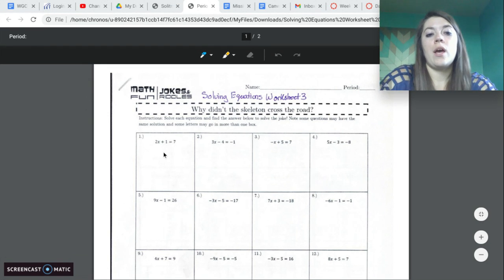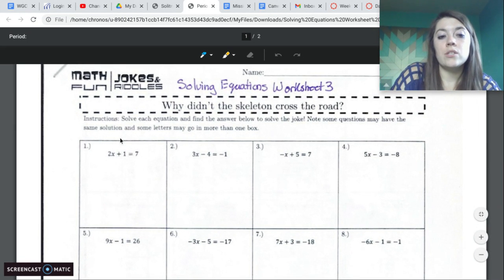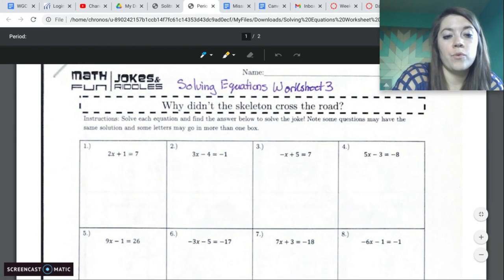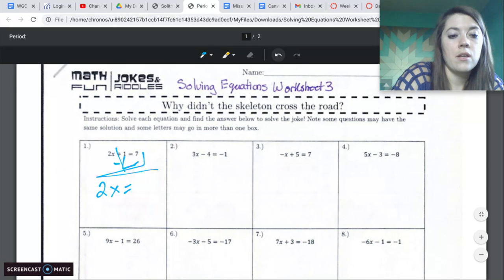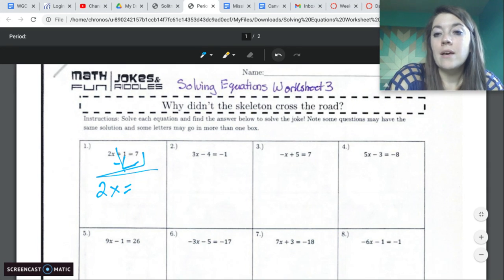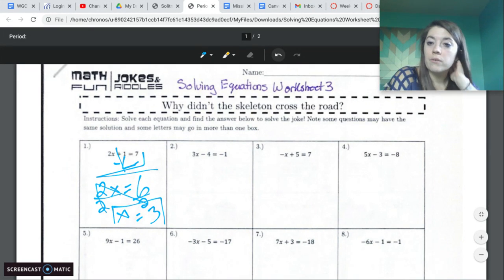So we have 2x plus 1 equals 7. To solve for this, the first thing we want to do is move the 1 over. So we're going to subtract 1 from both sides. So we have 2x equals, the 1's cancel out. Sorry for the weird lines. The 1's cancel. So we have 2x equals 7 minus 1 is 6. Now we divide by 2. So x equals 3.